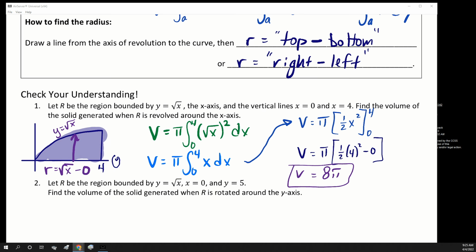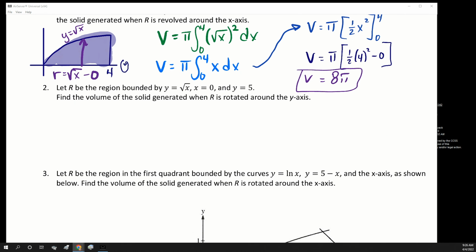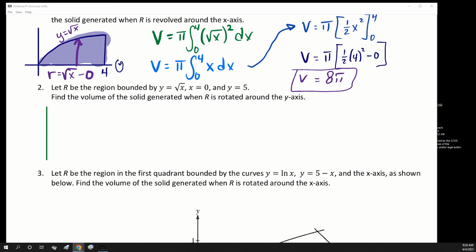Okay, let's do another one real quick. So we have the same function, y equals the square root of x, but it's a very different region. This time it's bounded by that same graph, y equals 0, which is the y-axis, and y equals 5, which is a horizontal line here. It's kind of hard for me to shade, but that's kind of it.